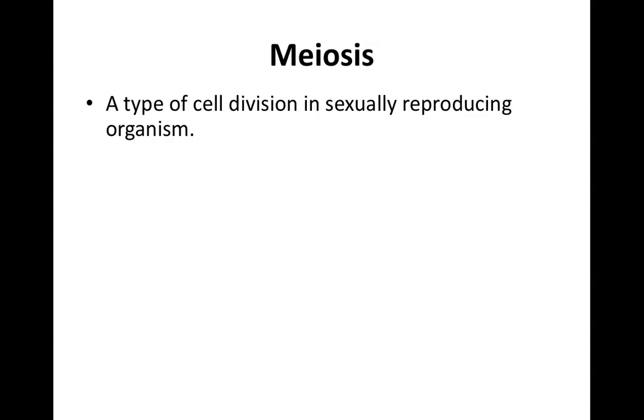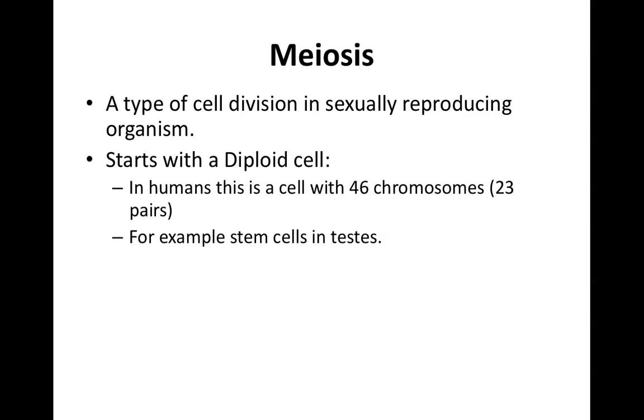Meiosis. It's a type of cell division in sexually reproducing organisms. That's the majority of organisms, except for a few plants that only reproduce asexually. It starts with a diploid cell. Notice the DI sound in the diploid? Well, that's referring to 2. So, in diploid cells, the chromosomes are in pairs. In the case of humans, there are 23 pairs of chromosomes, giving us a total of 46 chromosomes.